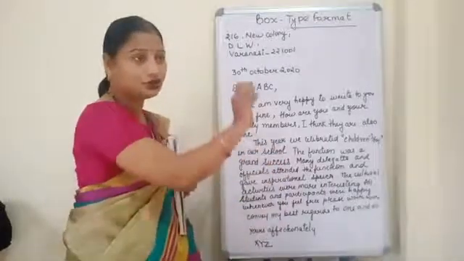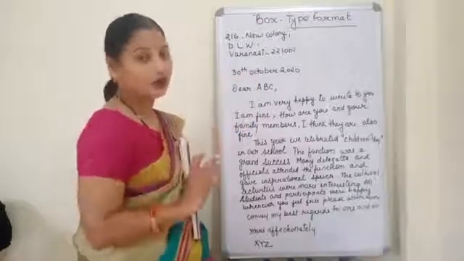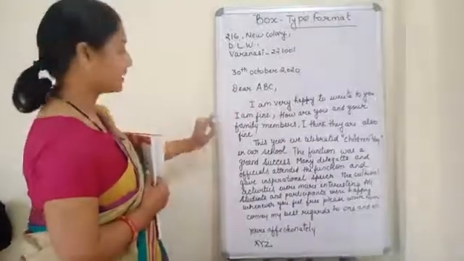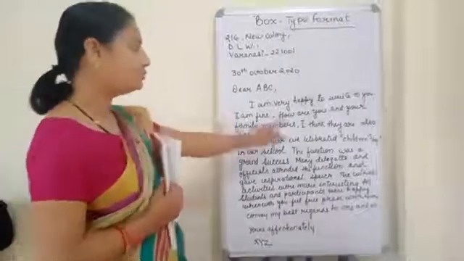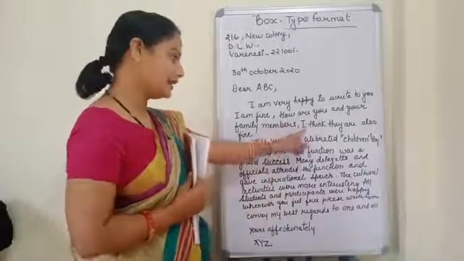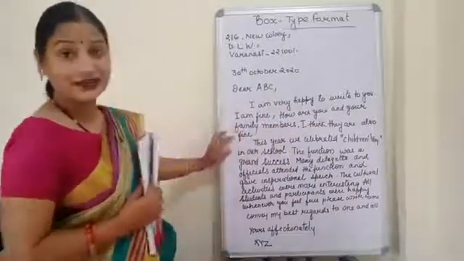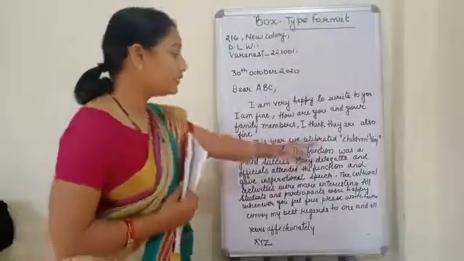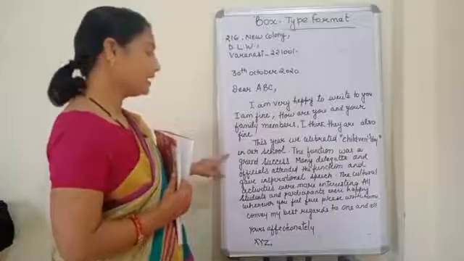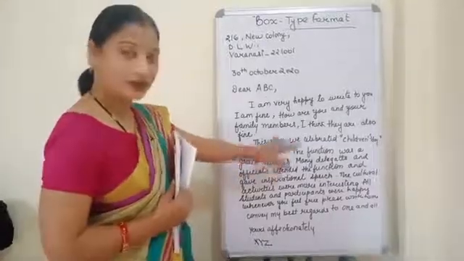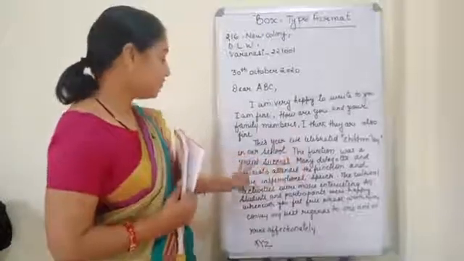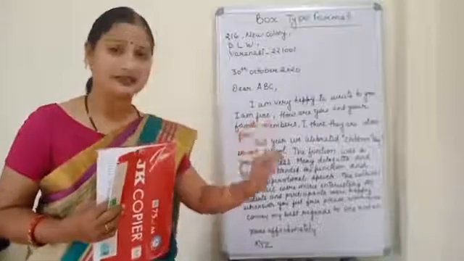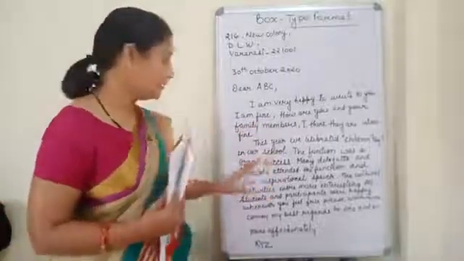And in this I told you your opening as well as ending should be good. See my opening: I am very happy to write to you. I am fine. How are you and your family members? I think they are also fine. My first stanza. Then, this year, we celebrated Children's Day in our school. The function was a grand success. Again, full stop. We have to write simple lines. Simple and easy lines.